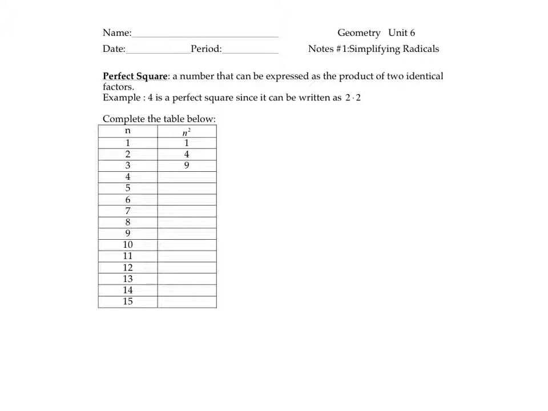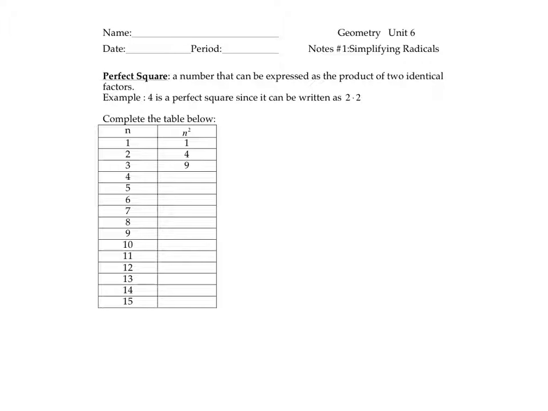Hi everyone. In today's lesson, our first one from Unit 6, we'll be taking a look at how to simplify radicals. So you may have covered a little bit of this in Algebra 1, but before we talk about radicals, we have to talk about numbers that are perfect squares. A perfect square is defined as a number that can be expressed as the product of two identical factors.